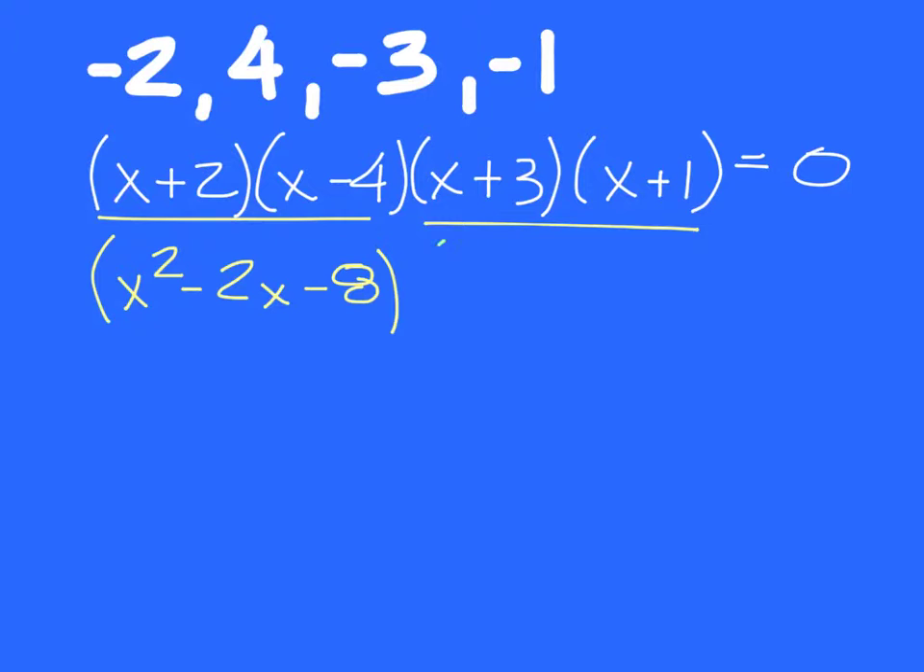And then for the other one here, multiply these two to get x squared plus 4x plus 3. Again, the shortcut to get the middle term is add 3 and 1 to get 4x, and then multiply 3 and 1 to get 3.